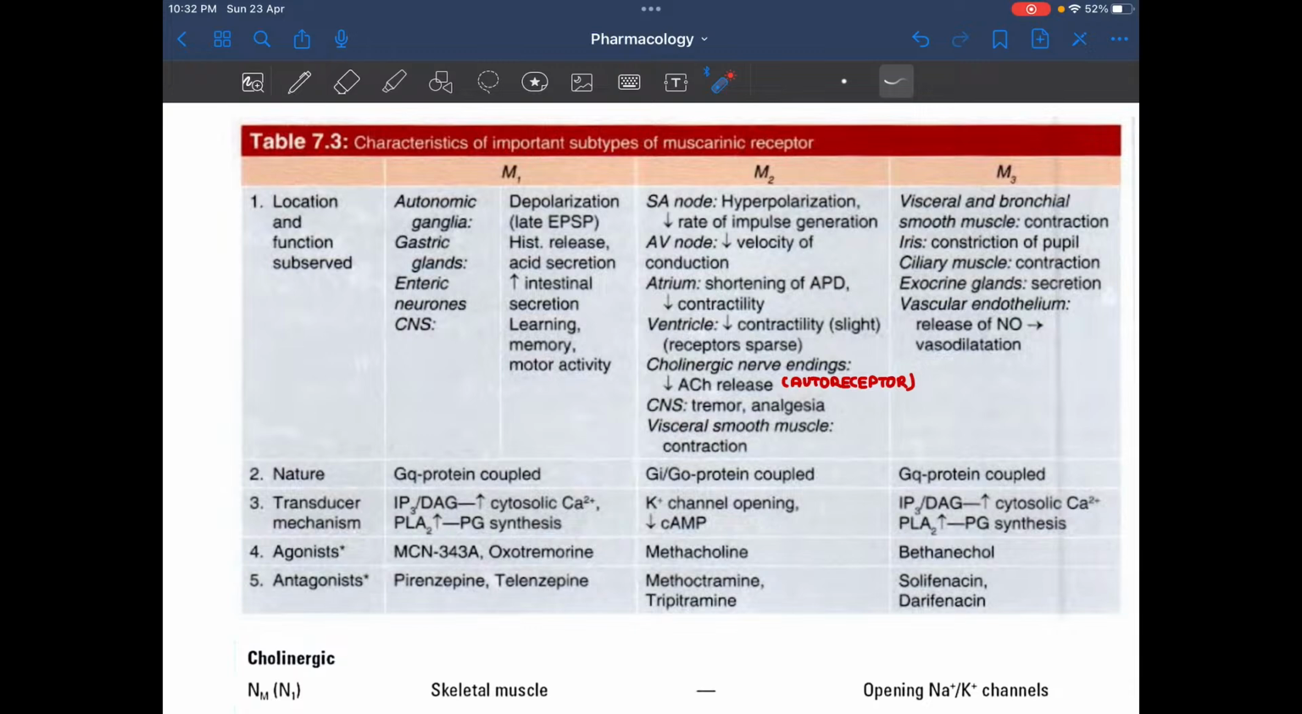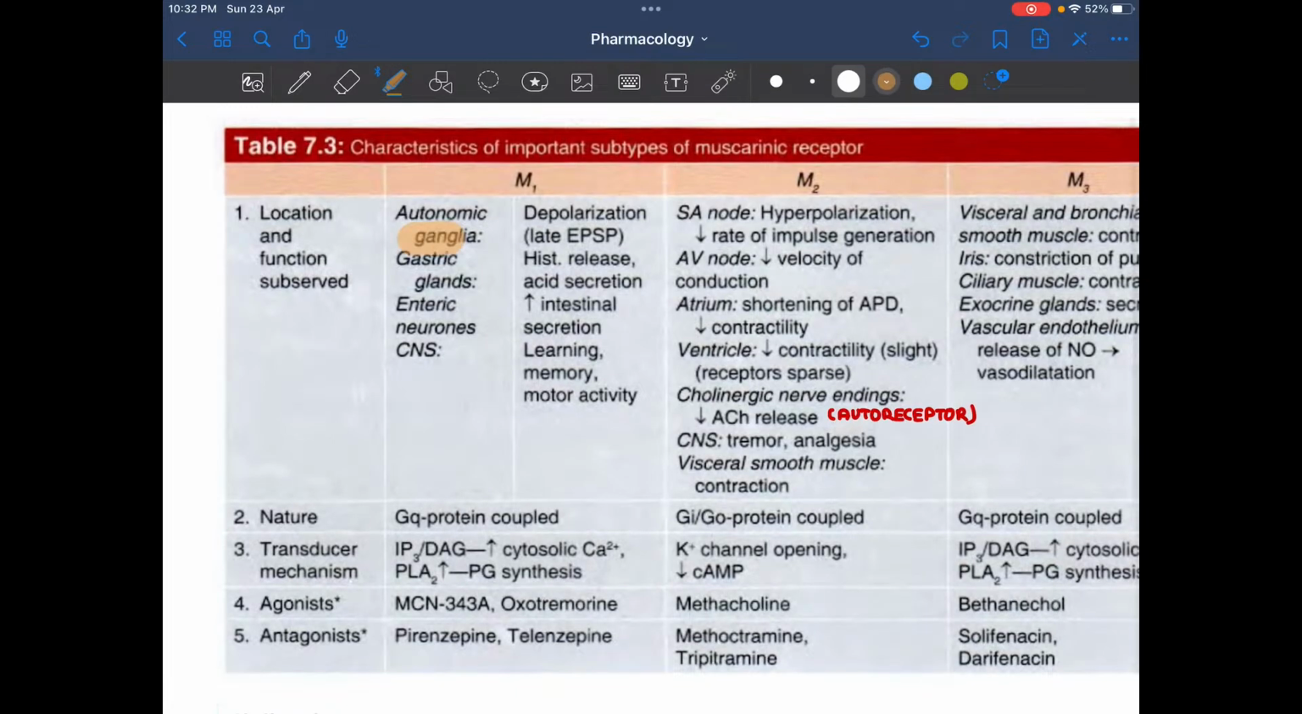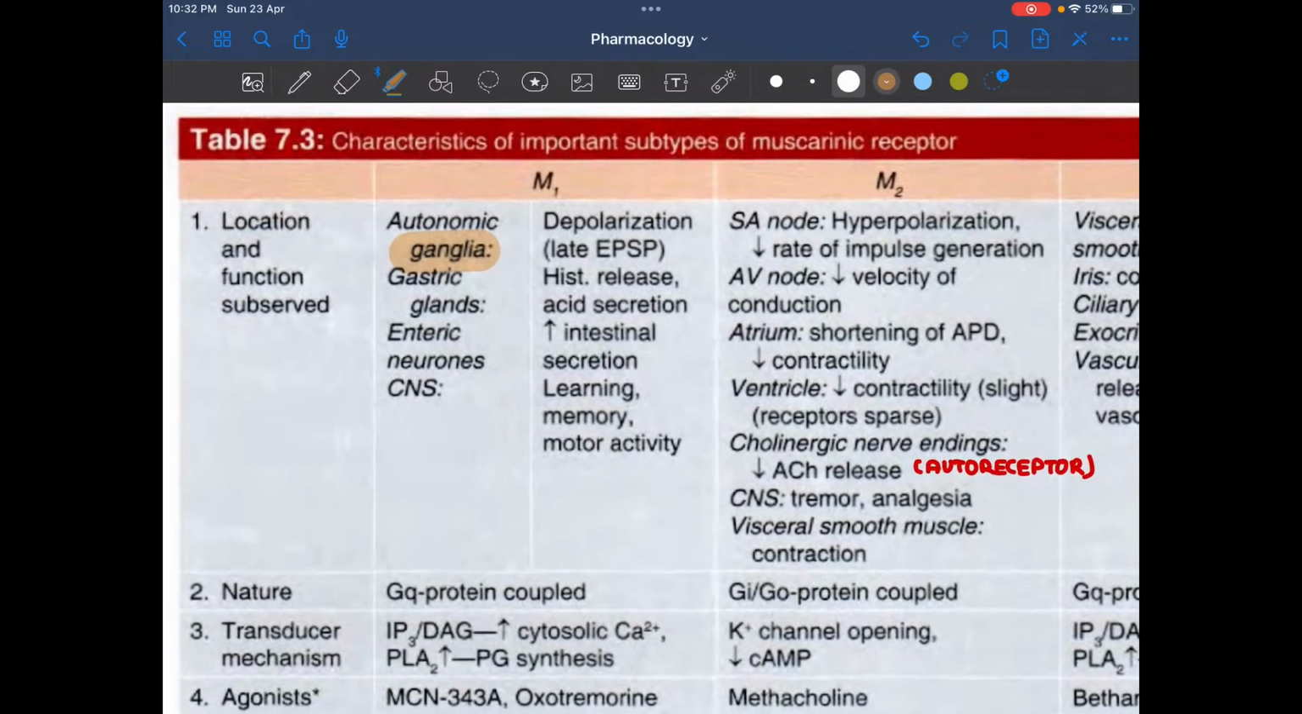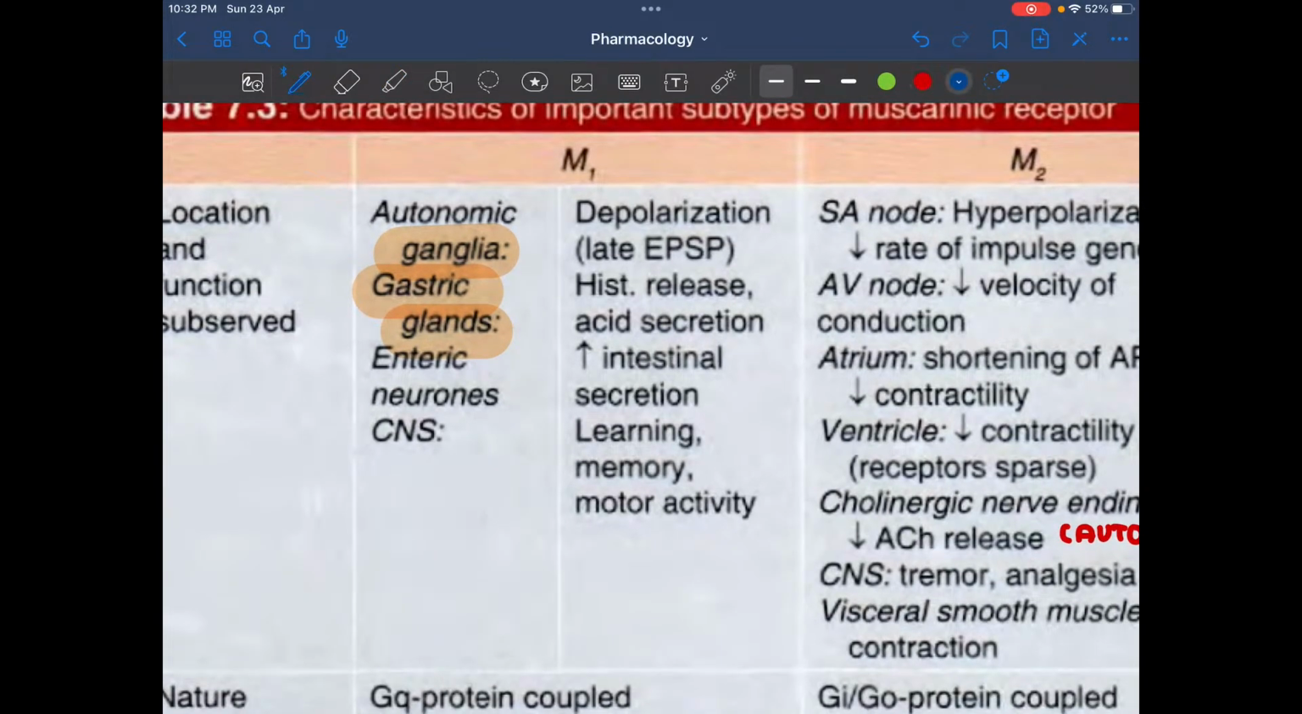Where is the M1 receptor present? Mainly it's present at the ganglia. It's also going to be present at the gastric glands. And where exactly in the gastric glands? Not on the parietal cells, mind you. It's going to be present on the ECL cells. Guys, you must be remembering enterochromaffin-like cells, which are releasing what?